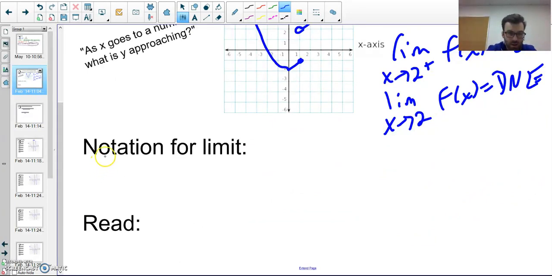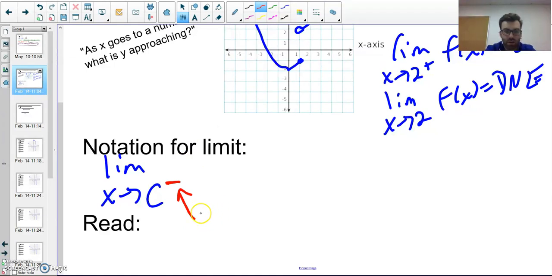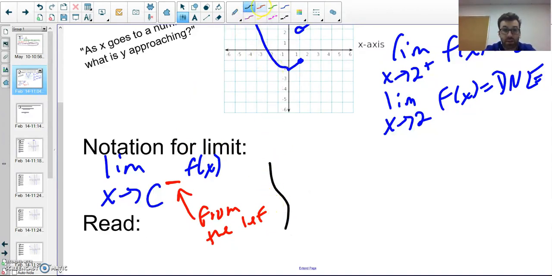So this notation, the limit as x goes to some constant c, where there's a negative like that, the negative denotes look at it from the left. Limit of f of x as x goes to c from the left. This is a little calculus action going on here. It's not really calculus, it's a little intro to calculus.